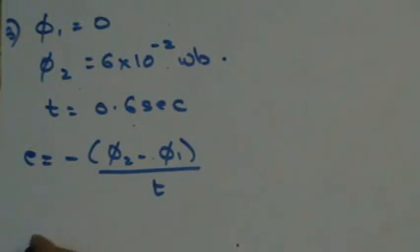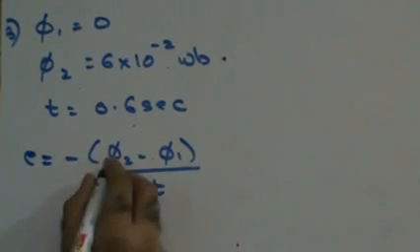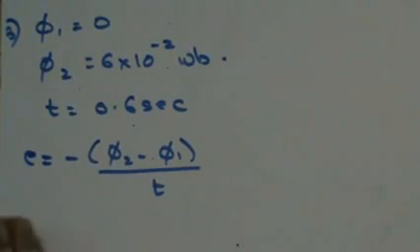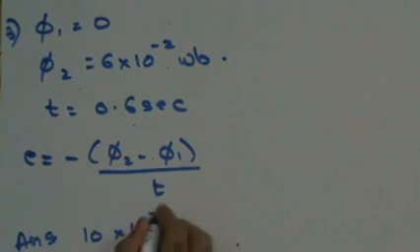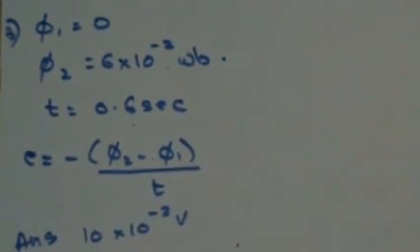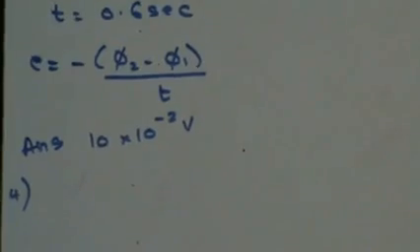Replica of the previous sum, same formula. Final flux minus initial flux upon time. The answer for this sum should be 10 into 10 raised to minus 2 volts. The answer will be negative. The negative sign only indicates that the direction of the applied EMF and the induced EMF is going to be different, right? The EMF that is producing the flux and the EMF that is induced are going to be in opposite directions. That's what the negative sign signifies.